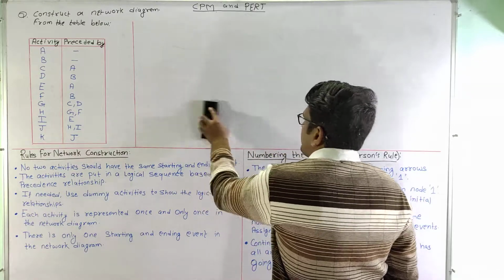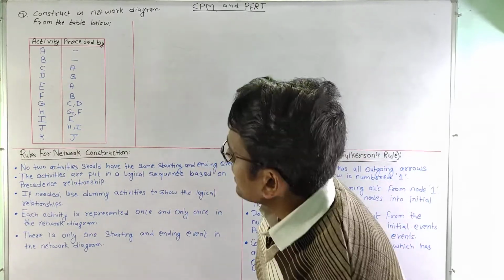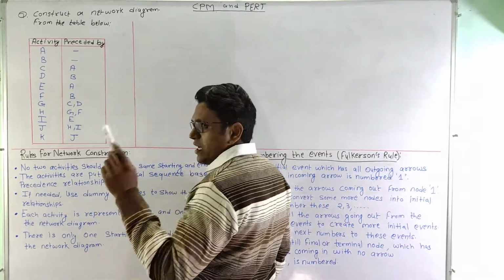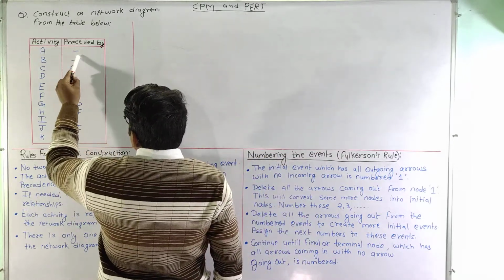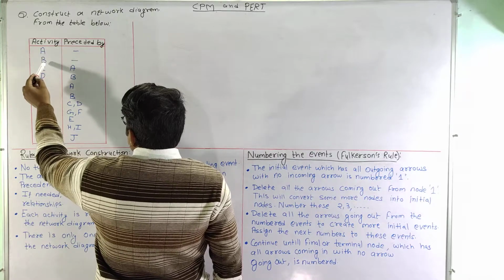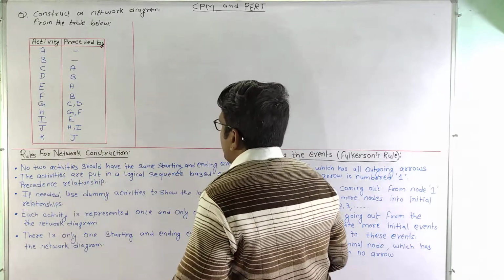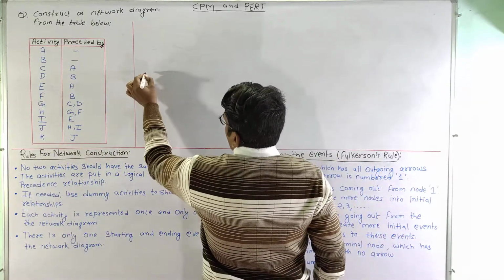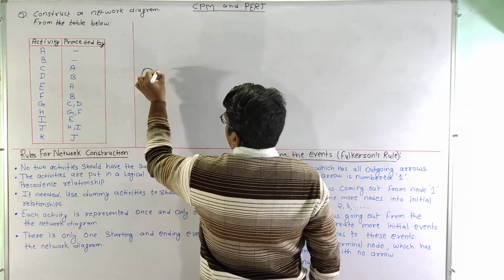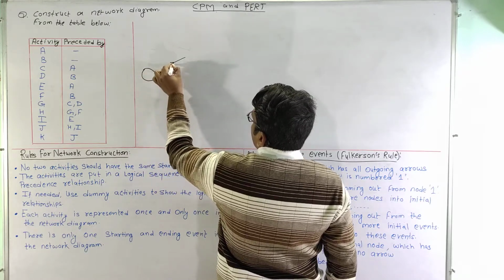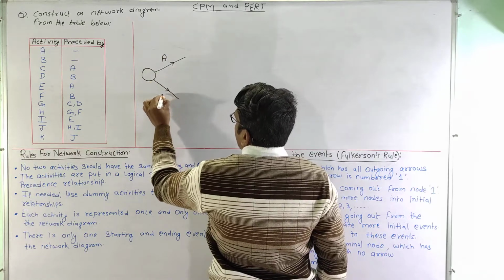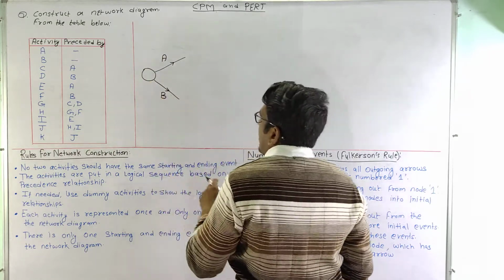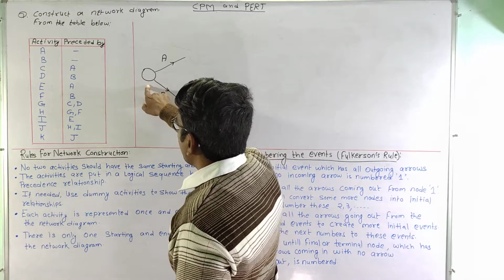In this question, first of all, we need to see how many activities are unpreceded activities. That means they are not preceded by any activity. We can see that activities A and B are unpreceded activities. So first of all, we will construct activity A. This is activity A and this is activity B, and this is the starting node.